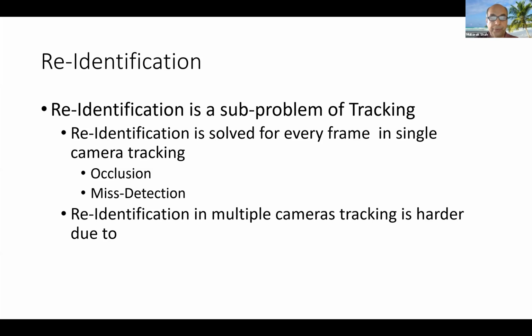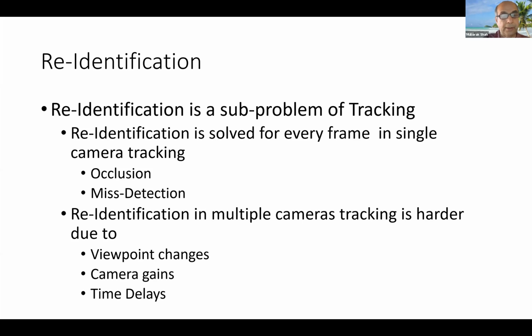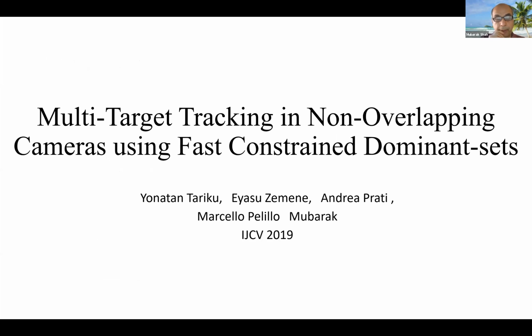And multiple camera re-identification and tracking is even harder, because viewpoints are changing, camera gains are different, and there are time delays and so on. That's a problem. So our approach, in this third piece, is that we want to simultaneously solve the single camera and multiple camera tracking problem, and we want to solve it in a single framework. This work was published in IJCV last year.